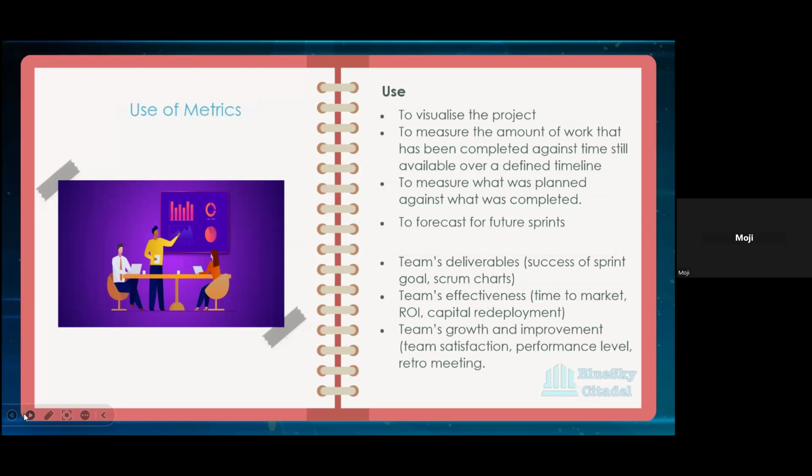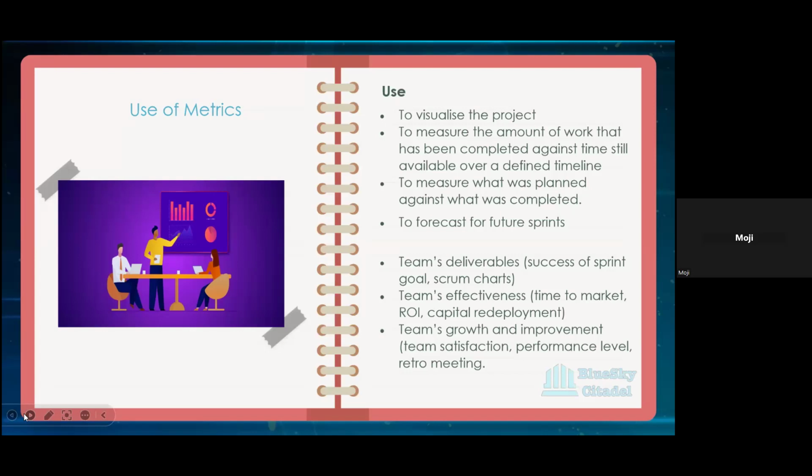Okay, so why do we need to use metrics? What is the use of metrics? Like I said, it visualizes the project, it visualizes a particular sprint. A roadmap is a metric because it's able to tell you how the journey is over a period of time on the project. You have metrics also for your sprint that give you information. So it gives you a visual aid of how the sprint has gone.